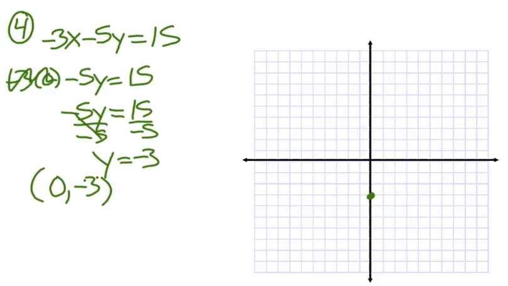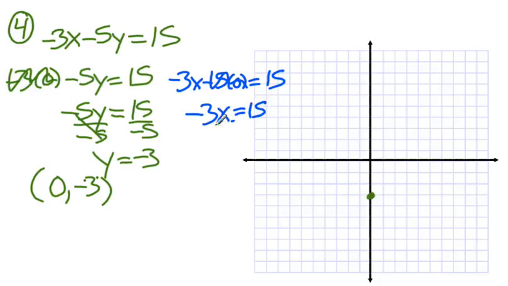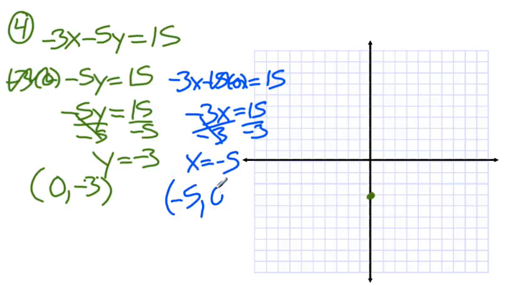Now I'm going to run through it again, but I'm just going to switch where my 0 is at, so I'm going to put a 0 in place of the y. This is going to simplify away, and you end up with a negative 3x equals 15. Divide by negative 3. X equals a negative 5. And we put a 0 in place of the y. I'm going to connect those to form my line.